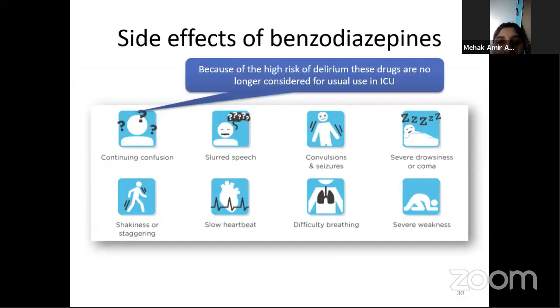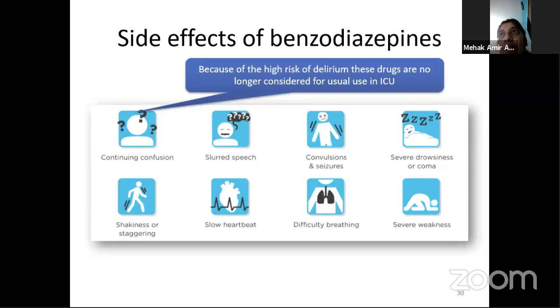So here are the side effects. As I have discussed earlier, because of the risk of delirium, we no longer consider benzodiazepines. But yes, in some cases we also use benzodiazepines, like midazolam infusion. This is a pictorial presentation of the side effects, which tells you about all of them. As you can see: severe drowsiness, slurred speech, slow heart rate, difficulty in breathing, convulsion. You need to watch for EPS, extrapyramidal symptoms, as well.